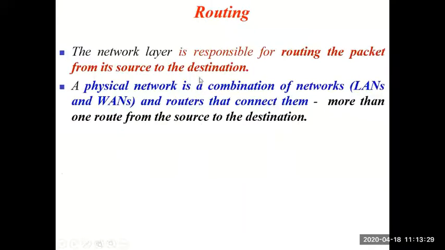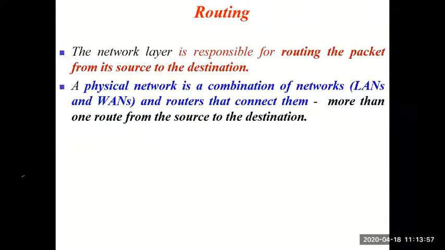So what happens in routing? The network layer is responsible for routing the packet from source to destination, as I told you just now. The physical network is a collection of networks, many LANs, WANs, everything, and routers or switches will interconnect at each step. So there will be more than a single route to reach the destination. Which route is the best? Which is the shortest route?